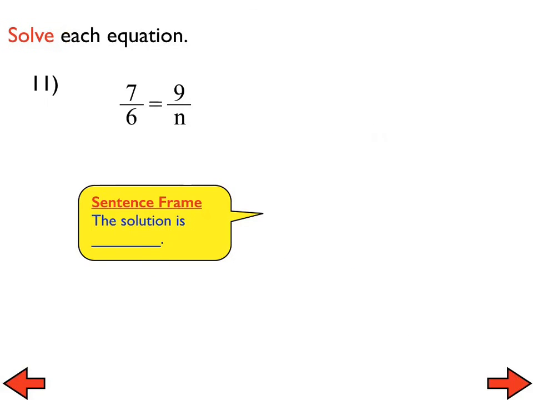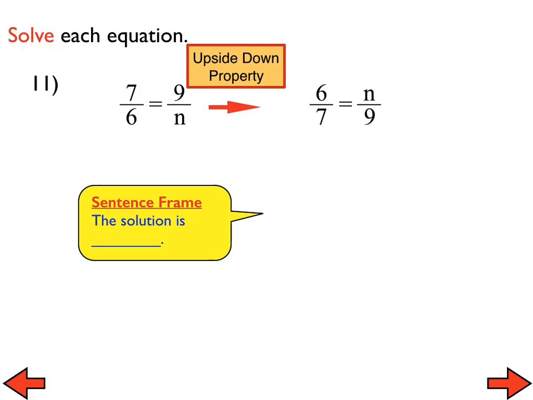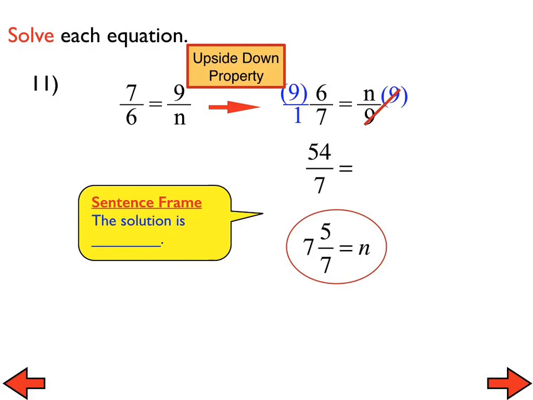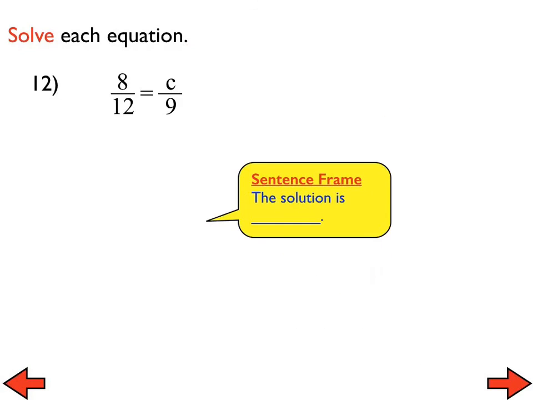Okay, number 11. Kara, what was your solution? 6/7 times 9/1. And what was your solution? N equals 7 times 7. Good. Number 12. What was your solution? Troy? My solution was 6.